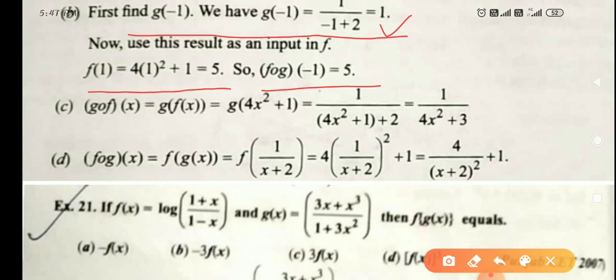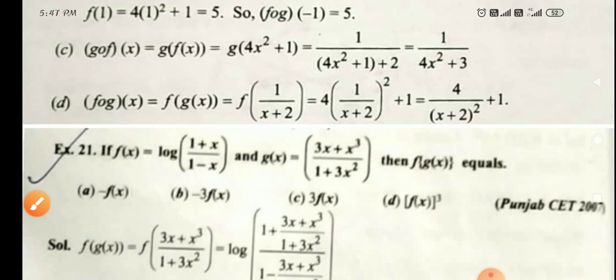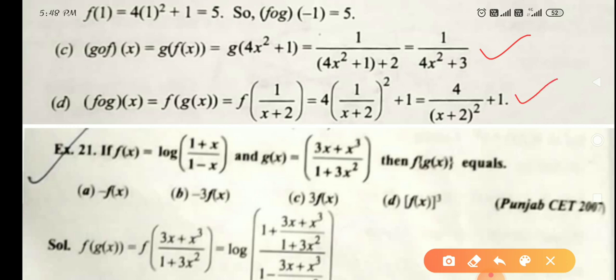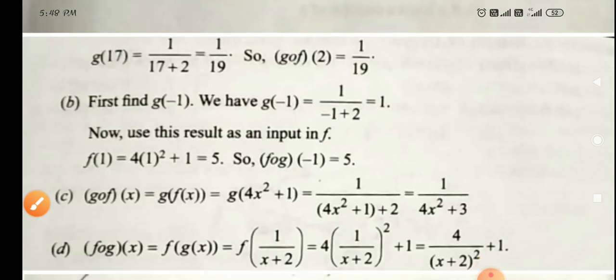Or a second method is there. As I told you, first you find fog x and gof x. Both you find in terms of x, as I told you in the previous example. And after finding in terms of x, directly here you can put the value of x. For gof x, the value of x was 4. If you put 4, no, it was not 4, it was 2.